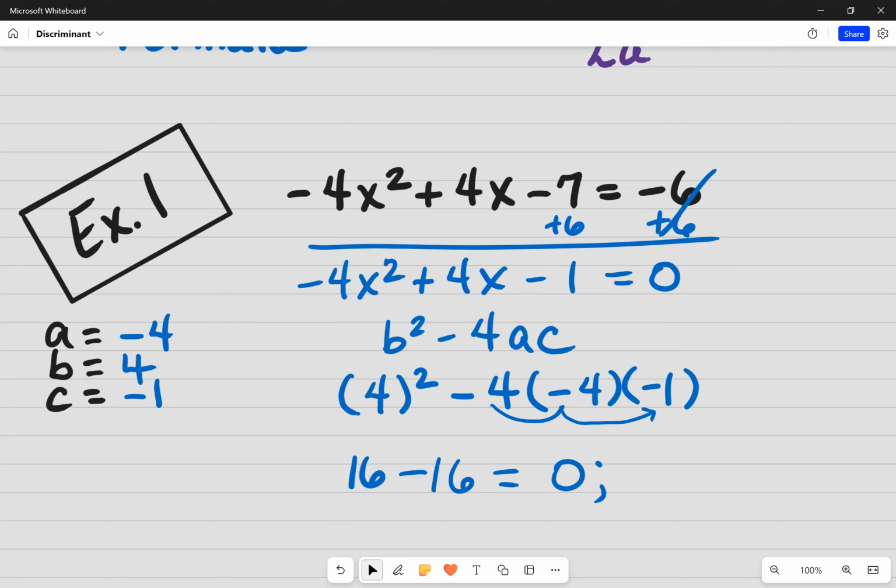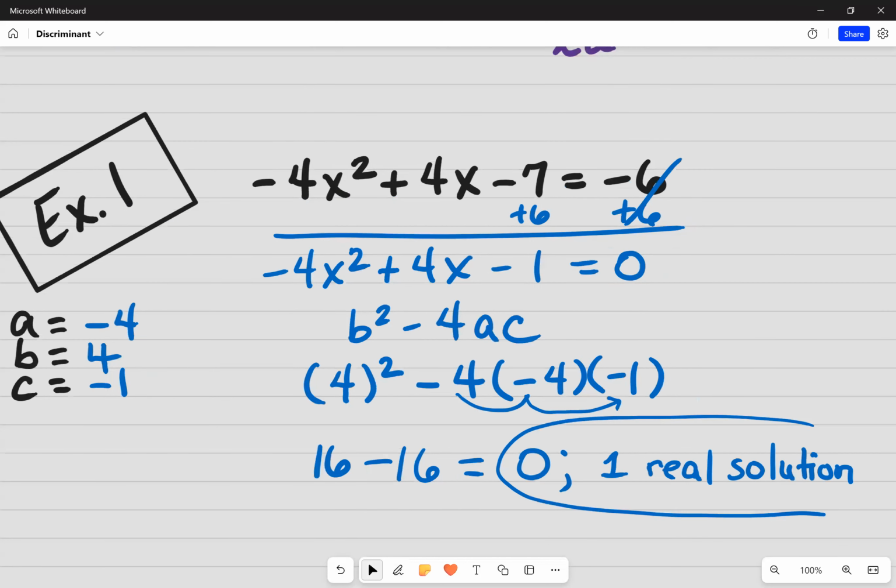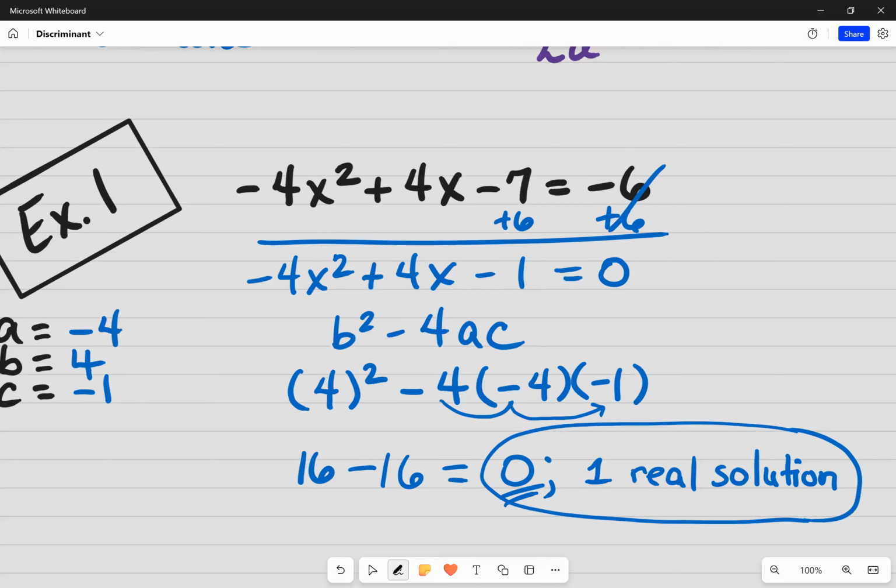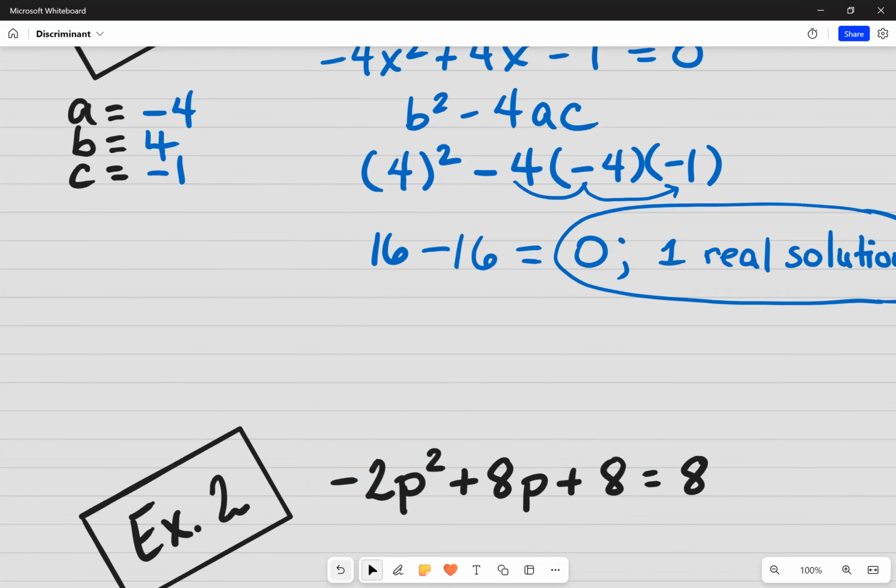Well, if I recall, my rule says that if I get the answer of exactly 0, then I'm going to have one distinct real solution. You don't have to write distinct, but just know that if it's multiple choice, you may see that wording. So this is my answer. When you give the answer, I want both the actual answer, which in this case was 0, and I want you to state the number and type of solution that you're going to have, okay? So I'm looking for three things.